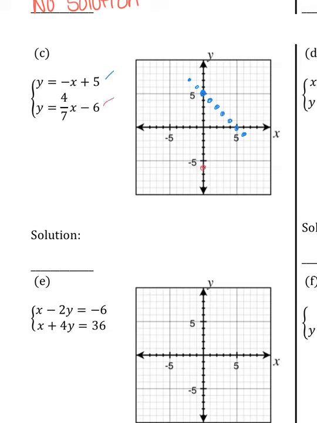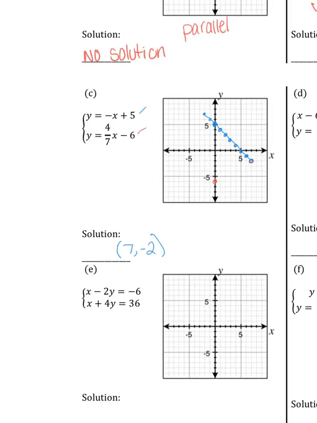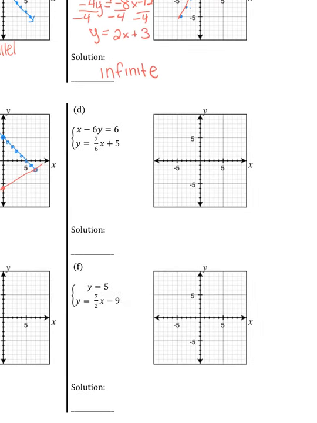So we got -6, and I'm going to go up 4, 1, 2, 3, 4, and over 7, 1, 2, 3, 4, 5, 6, 7. Now I can see that I didn't plot enough points in blue, but I know that it's going to also share that point, so that's my solution. So my answer then is going to be, let's see, that looks like 7 and -2. And you know what? That's going to bug me if I don't connect the lines. There we go.